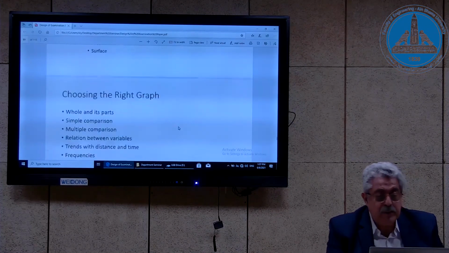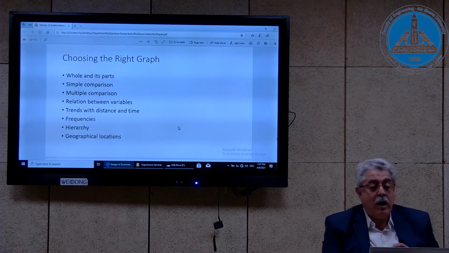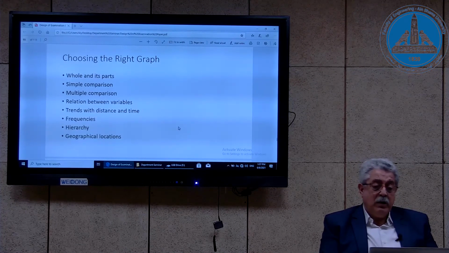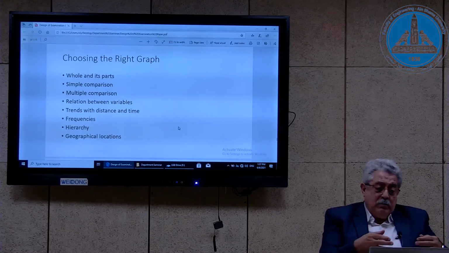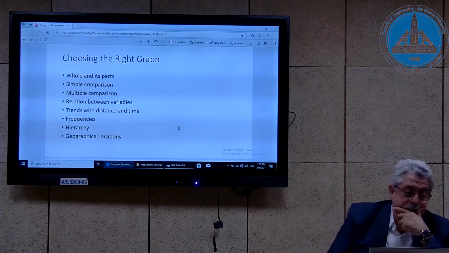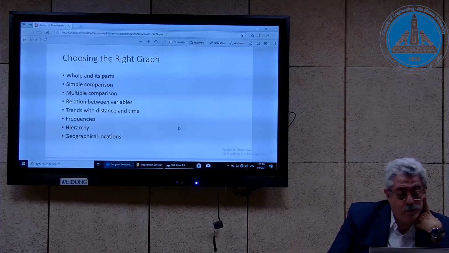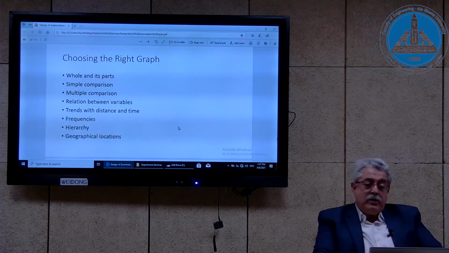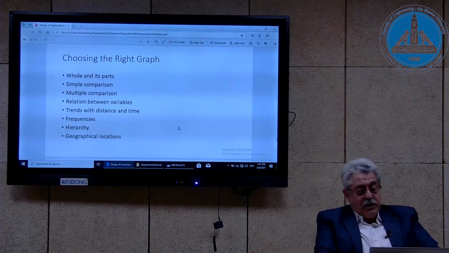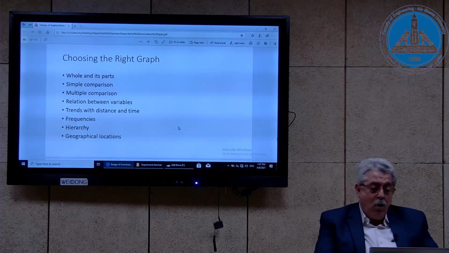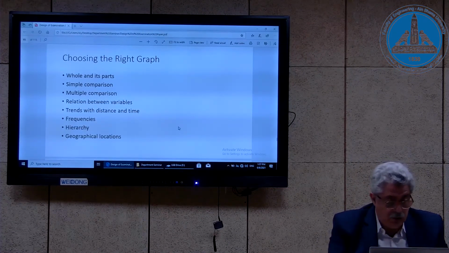To make it easy for you to choose the right graph, ask yourself, what is the purpose of the graph? Because this is my own list. I put here 8 types of graphs. Is it whole and its parts? Is it simple comparison? Is it multiple comparison? Is it relation between variables? Is it trends with distance and time? Does it show frequencies? Is there any hierarchy in the data? Or is the data tied to geographical locations?